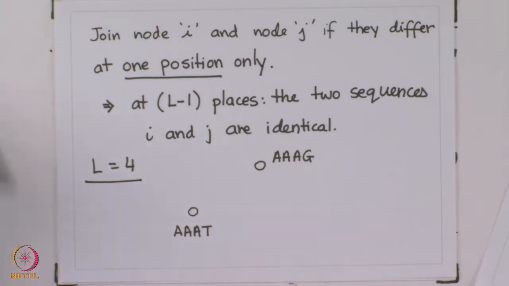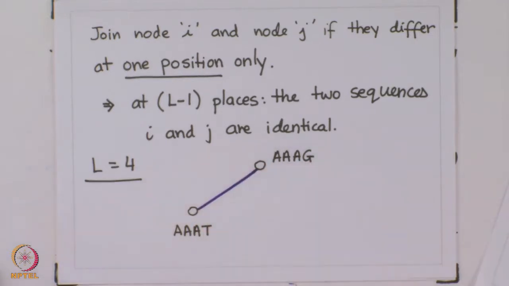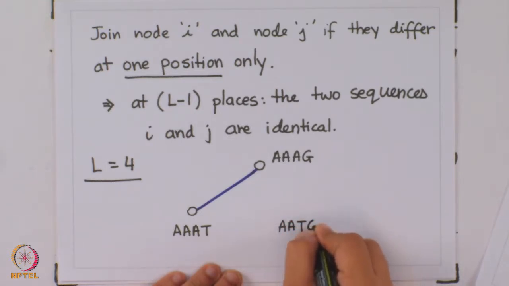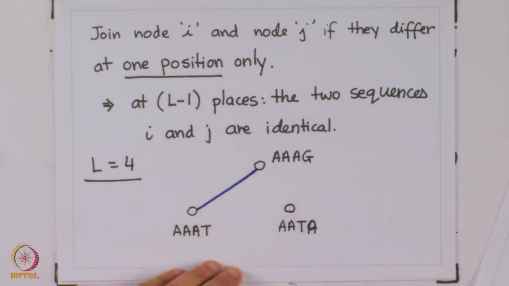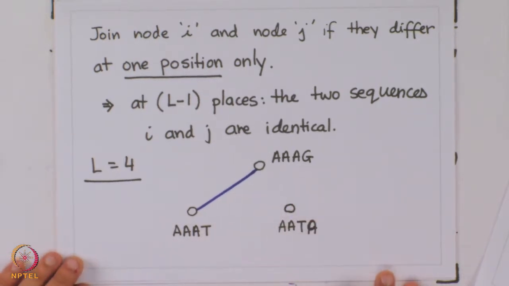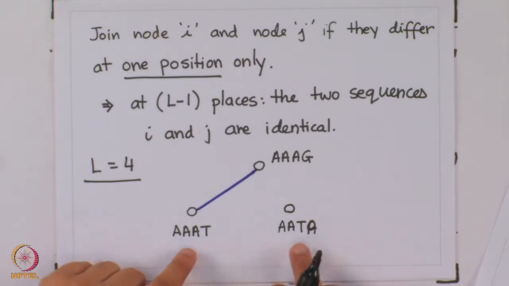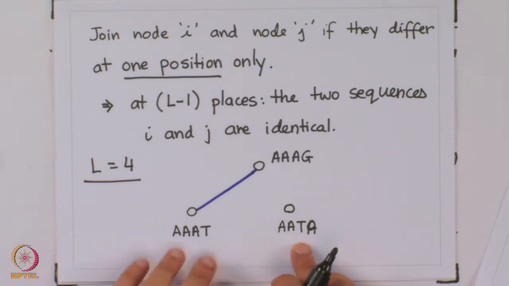And if that is the case, then these two sequences are joined by a node. Let me take another example. If you have a sequence called AATA, which is represented by this node. Now, what we want to do here is say that the question is whether these two nodes should be connected or not. In one sense, these are identical in the sense that they have 3 A's and 1 T.